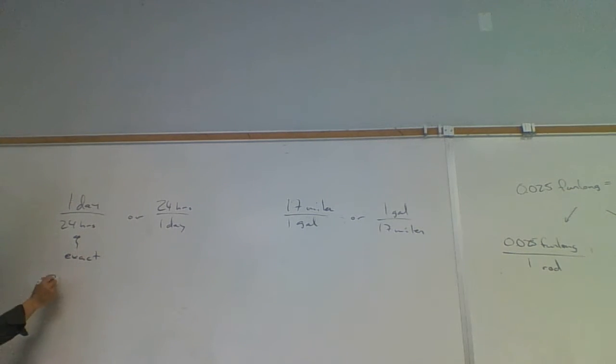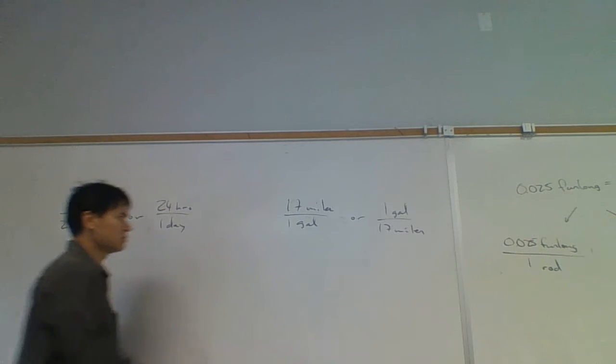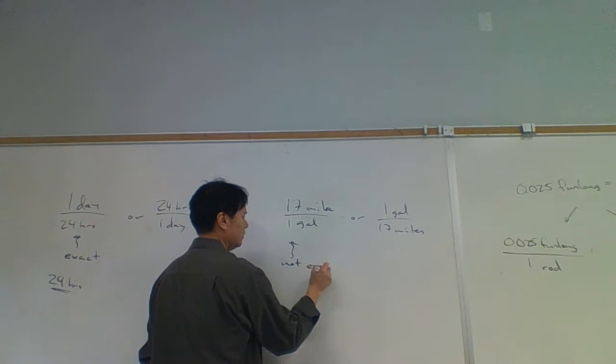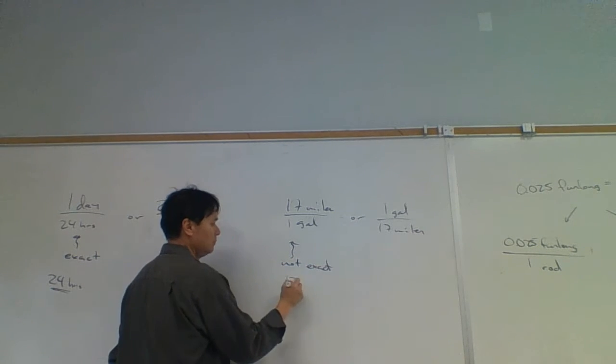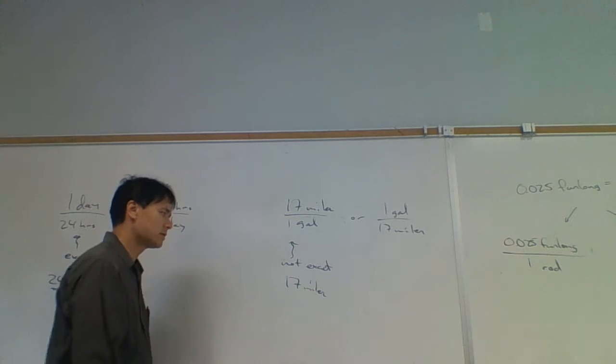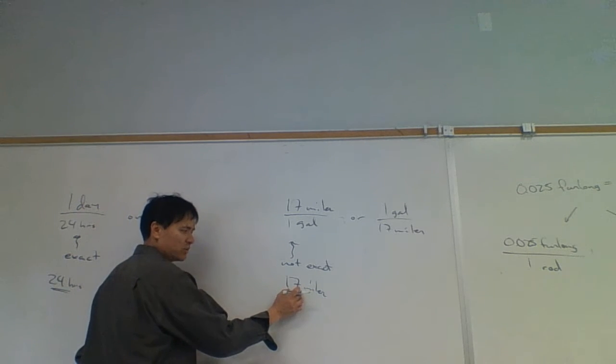And so 24 hours is exact. It is a little different than this one. This one is not exact. And so 17 miles has a different meaning here. When it's not exact, it depends on how many digits are written.